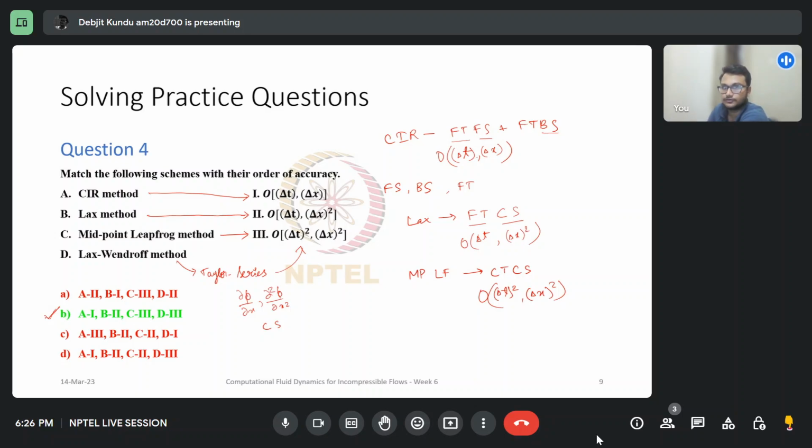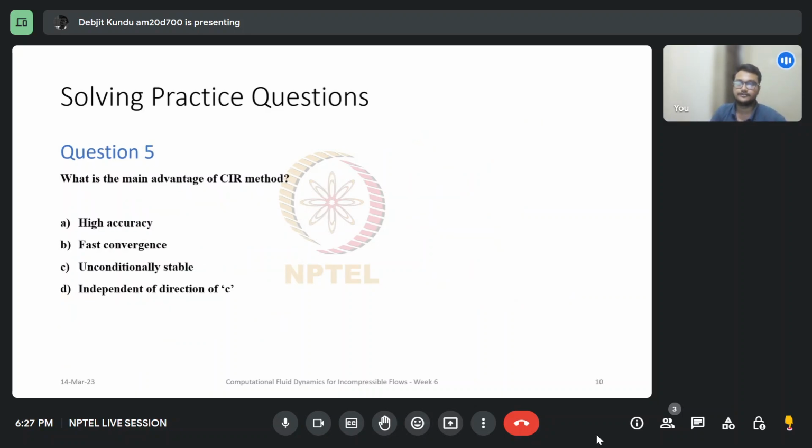Okay, so we will move on to question number 5 of today's session, which is asking us what is the main advantage of using a CIR method. Once again, let me write this down. The CIR method is the Courant-Isaacson-Rees method. So what is the main advantage of this method? Is it high accuracy? Is it fast convergence? Is it unconditionally stable? Or is it independent of the direction of C?